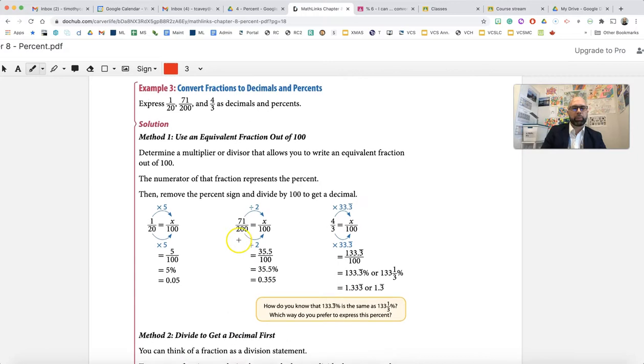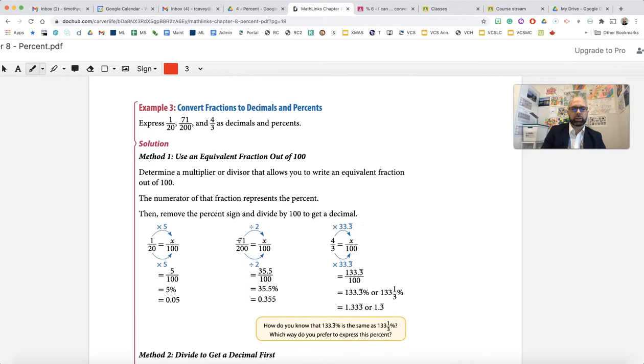So dividing by a decimal, that's going to be easier. Certainly with a calculator, it's definitely easy. Now, using an equivalent fraction out of 100. Let's look at the process there. So 1 over 20. Basically, what this method involves is you're making an equivalent fraction.